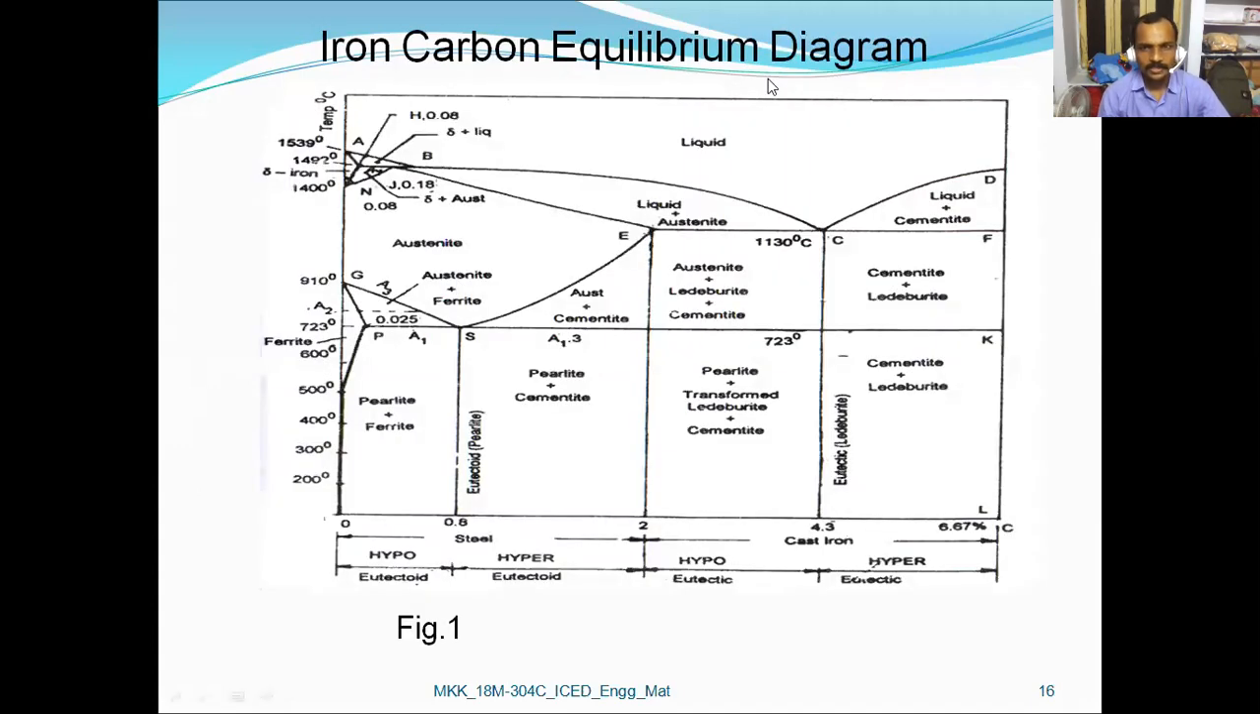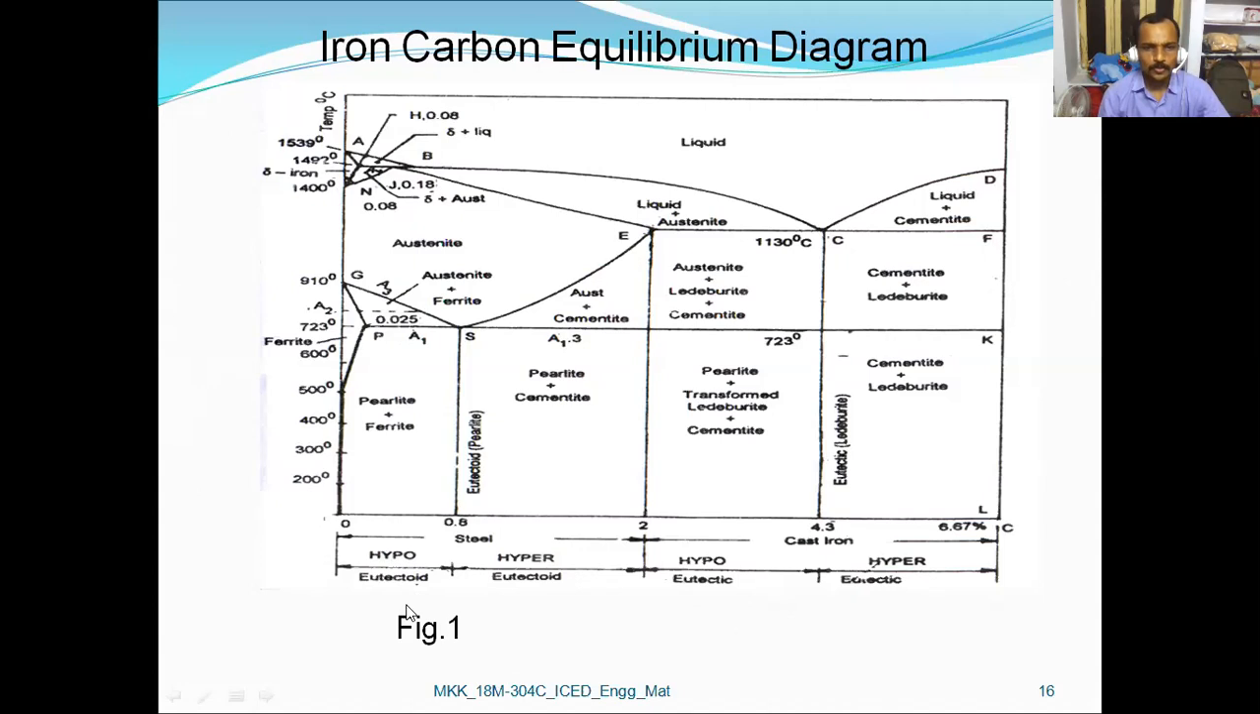So here this is the total iron carbon equilibrium diagram. Let us see the different phases and what are the different compositions at the different phases, the different temperatures and different critical points. Let us have a look. Horizontally we have the carbon content compositions from 0 to 6.67%, and vertically we have the temperatures.